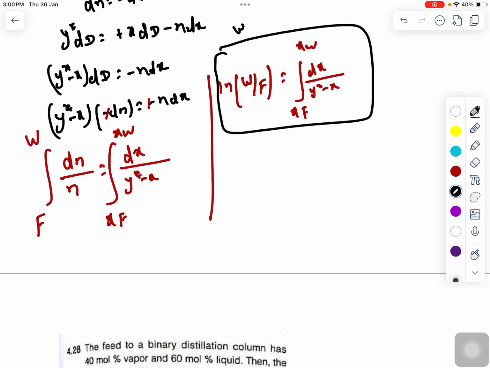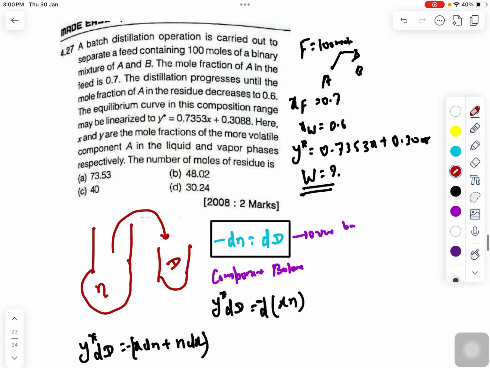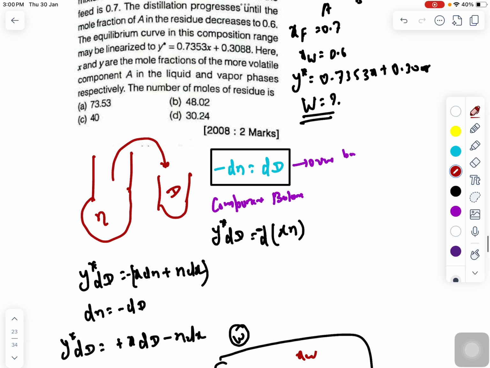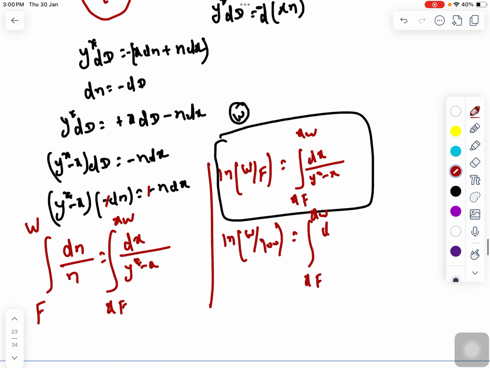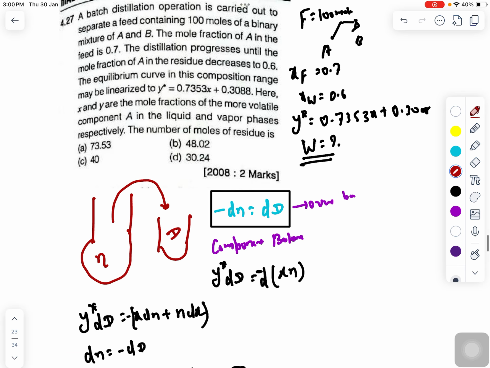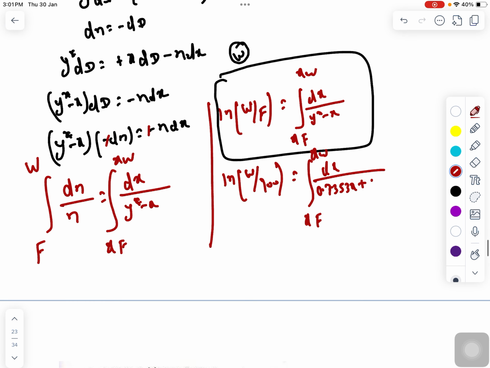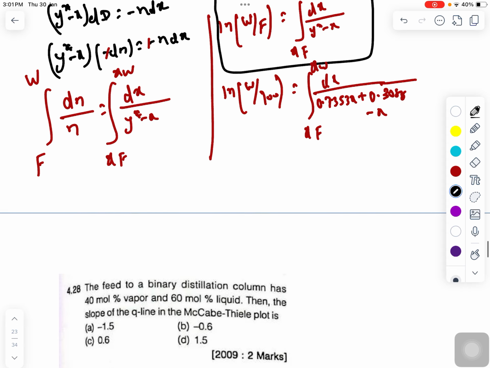So you are supposed to calculate W here in this problem, and y* is given to you. So I can write ln(W/100), since F is given to you, that is 100, equals the integral from xF to xW, and y* is 0.7353x plus 0.3088, so dx divided by (0.7353x + 0.3088 - x). So this is just a basic integration.